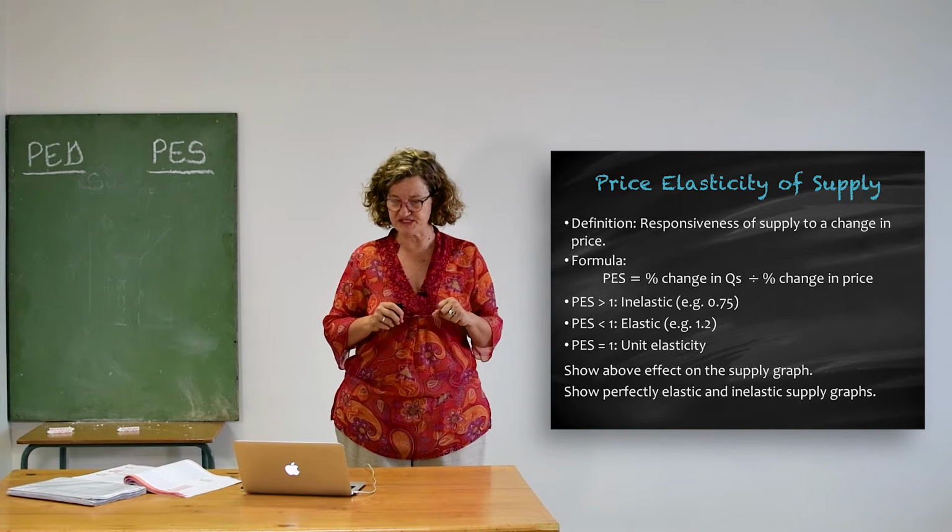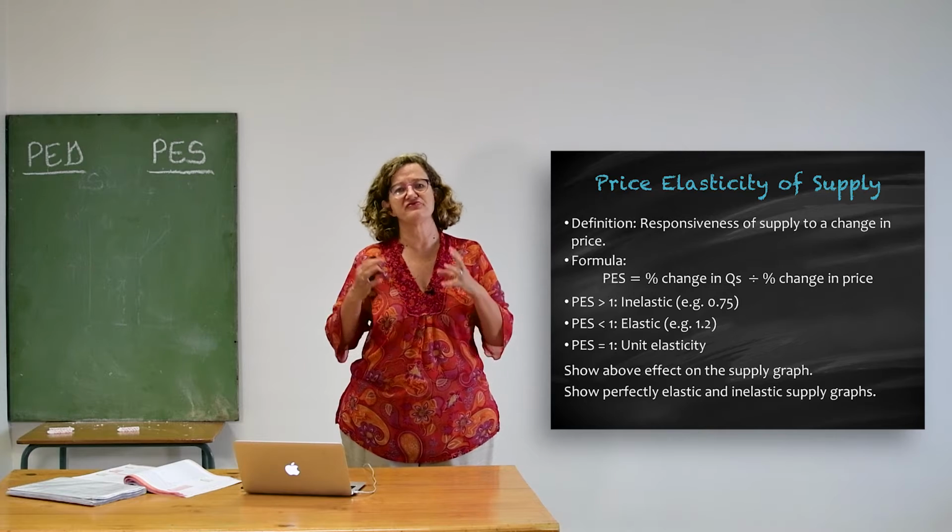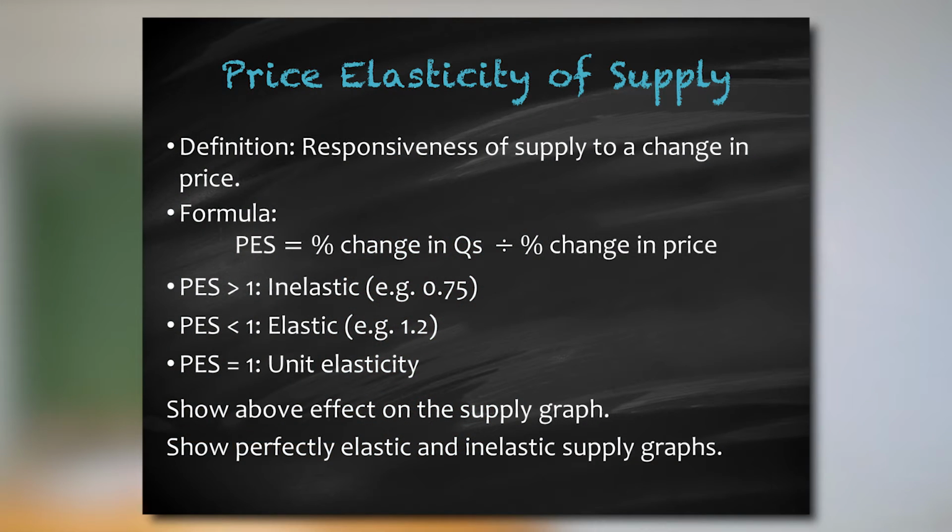And if the answer is less than one, then in this case, it is a very inelastic product where it comes to supply. If the price increases, although the farmer wants to, he can't supply more because it takes a while until the vegetables are ready to put on the market.